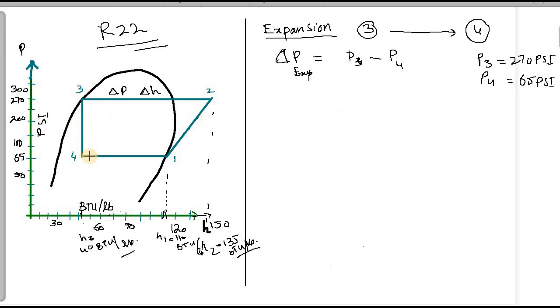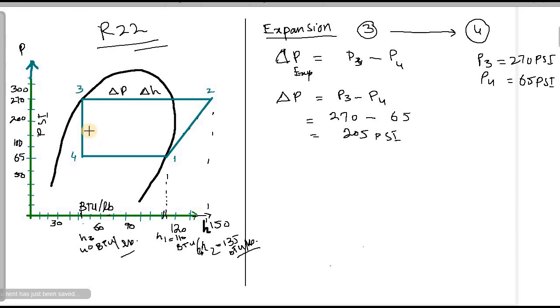So the total change in pressure during this expansion process, delta P, is equal to P3 minus P4. P3 is 270 minus P4, which is 65. So the result will be 205 psi, and this is the total difference in pressure during this expansion process. It means that delta P is the total pressure decrease during this expansion process from point 3 to point 4.